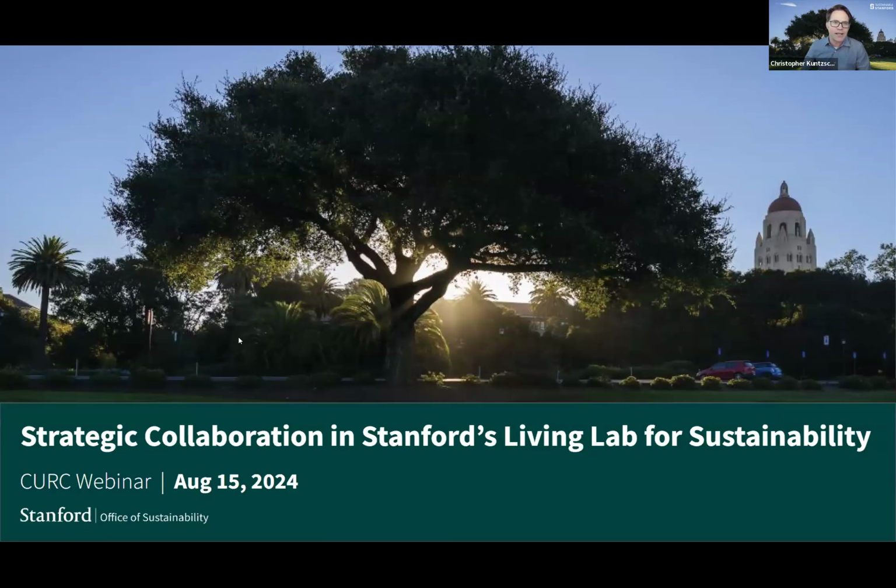As we get going, my role here is to create a bit of context on how our office has approached facilitating and enhancing collaboration between academic and operational partners to support our zero waste efforts and initiatives, as well as other operational sustainability priorities, and also supporting the academic mission of Stanford. Next slide.